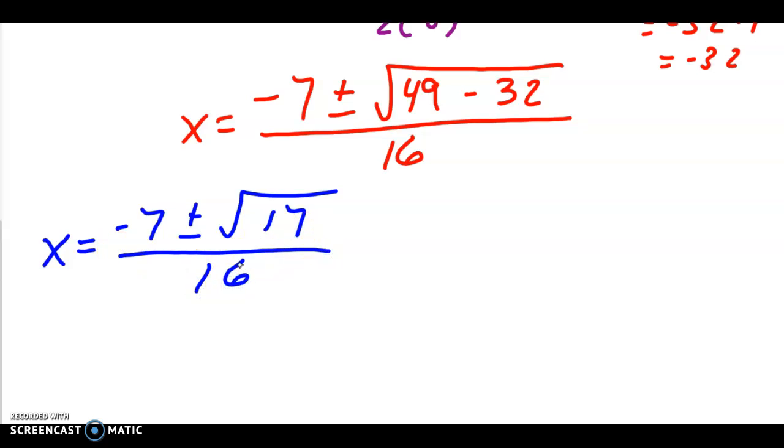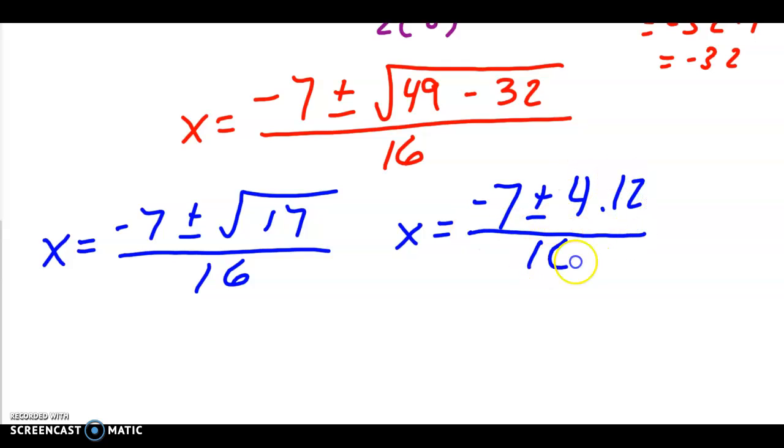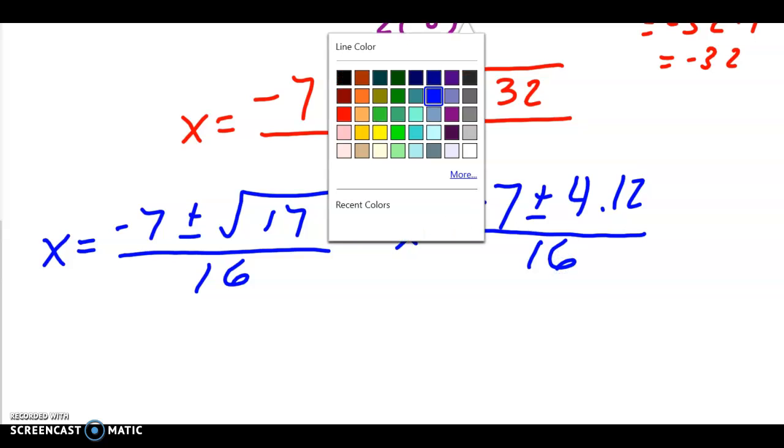And then when I actually take the square root of 17, and they want you rounding everything to the nearest 100th, I believe, on Alex, the square root of 17 is going to end up being 4.12 when it is rounded to the nearest 100th. So I end up with x is equal to negative 7 plus or minus 4.12 divided by 16. Here's where we end up with a couple extra things that have to happen.